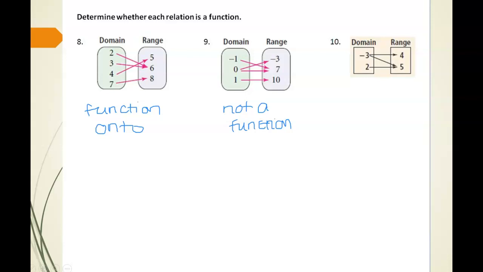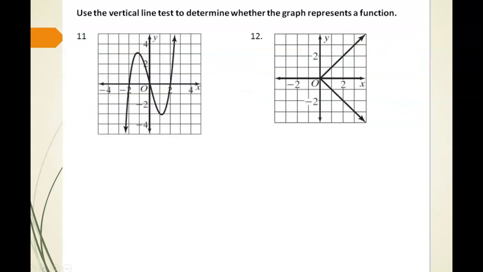Number 10, it's also not a function because x equals -3 maps to 2 y's. If it's not a function, it's not 1-to-1 or onto.